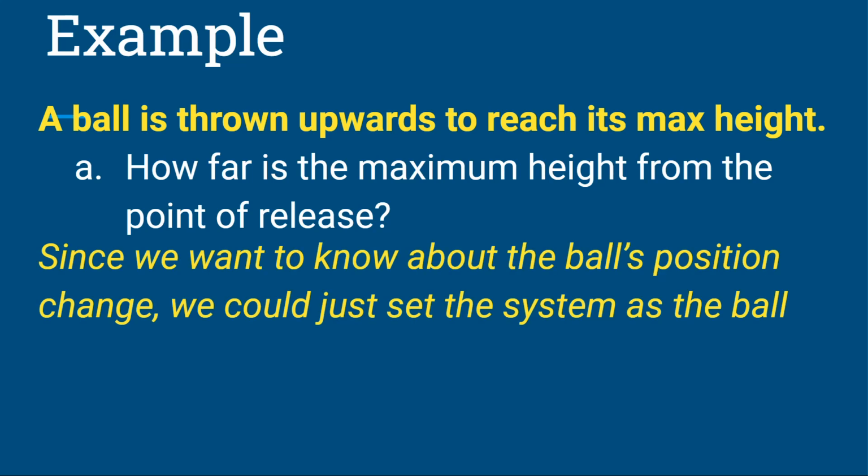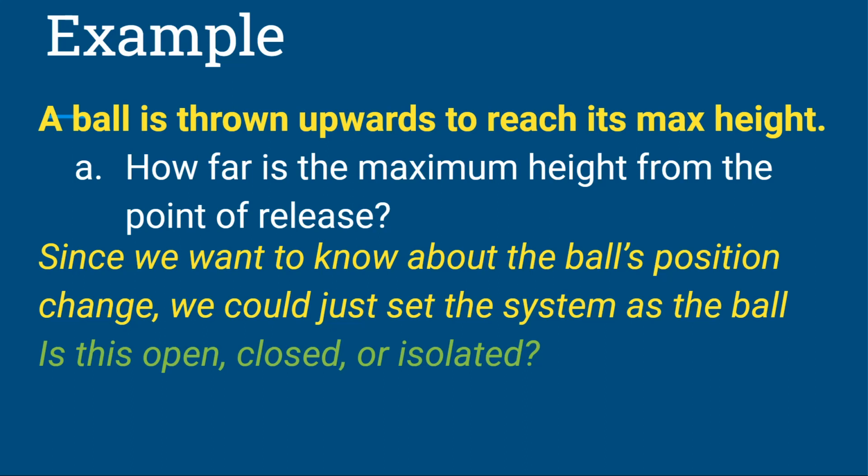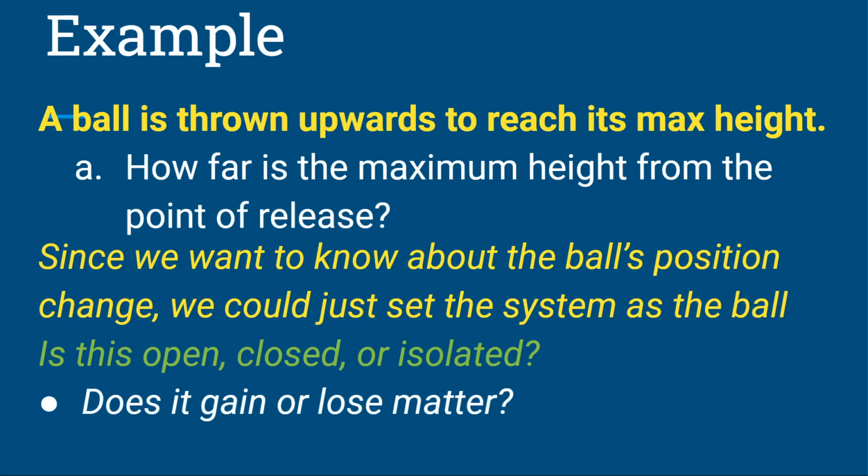Okay, but since we want to know about the ball's position change, we could set the system as just the ball. We could say, okay, my system is this ball. Okay, and if my system is a ball, we could determine if we're dealing with an open, closed, or isolated system. And in order to answer that question, you need to ask yourself two things. Does it gain or lose matter? And does it gain or lose energy? Because that's the two criteria that differentiate between our different types of systems.